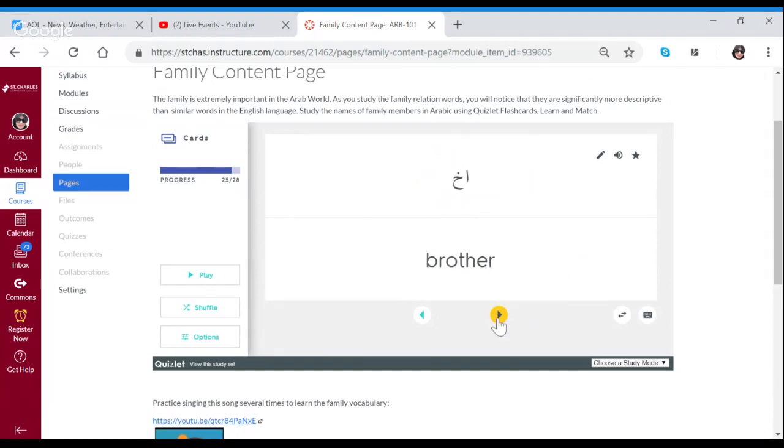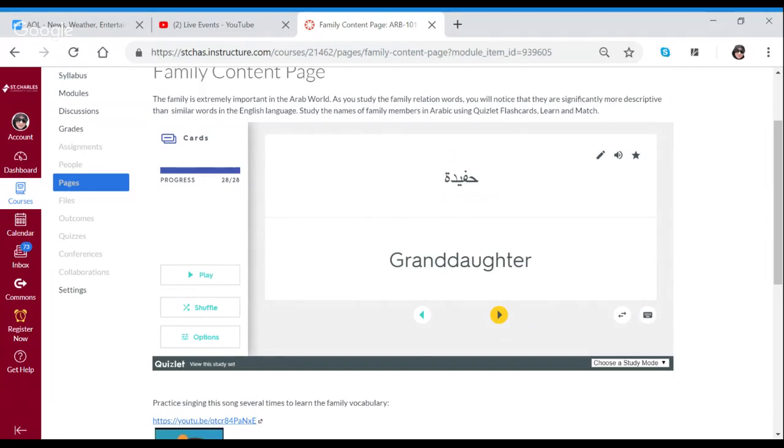Next, Akh. Akh means brother. Next one, Ocht. Ocht is sister. Hafid. Hafid is grandson. Hafida. Hafida is a granddaughter.